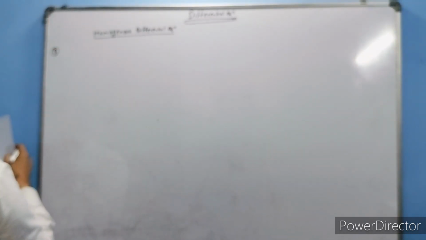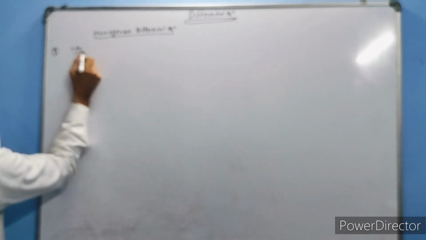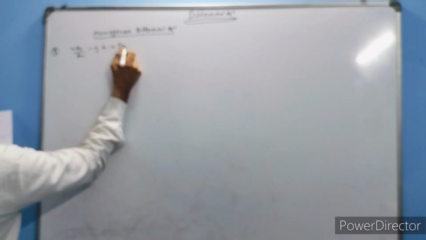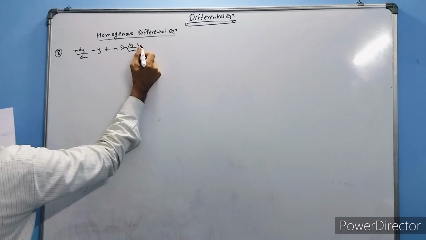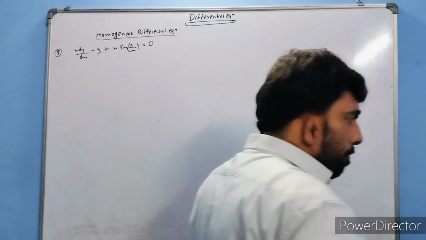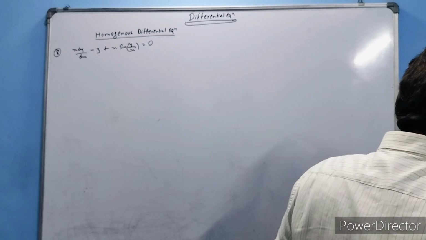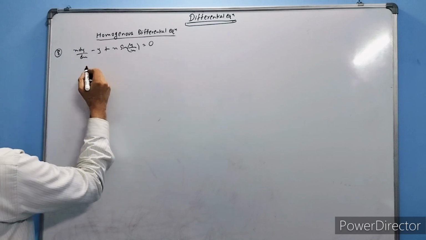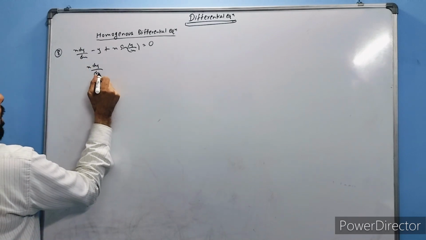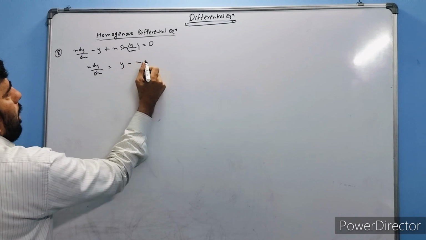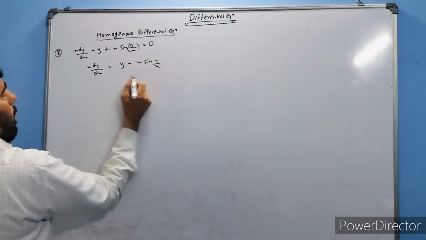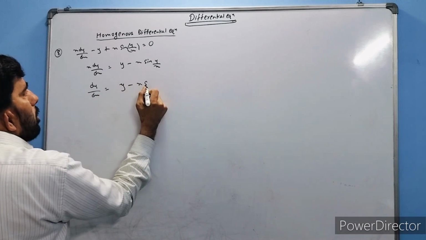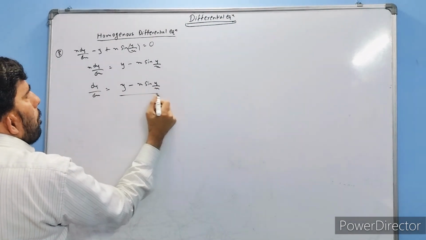That is x dy upon dx minus y plus x sine y upon x is equal to 0. Okay, so this is the question I have. Now let us see how we are able to solve this. What we can do, take the whole on that side. So I have dy upon dx is equal to y minus x sine y upon x, upon x.